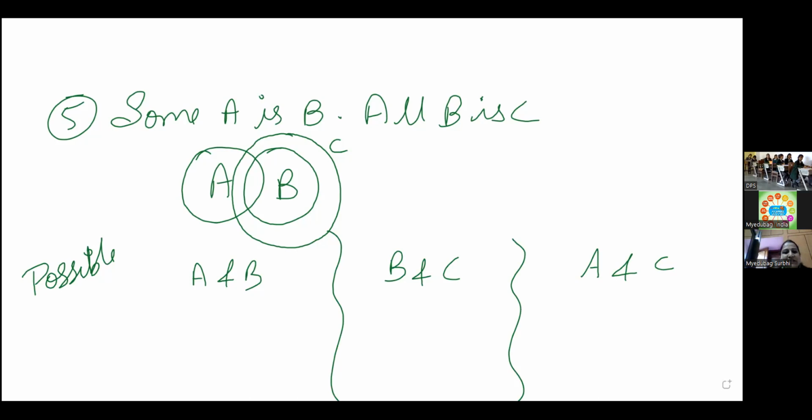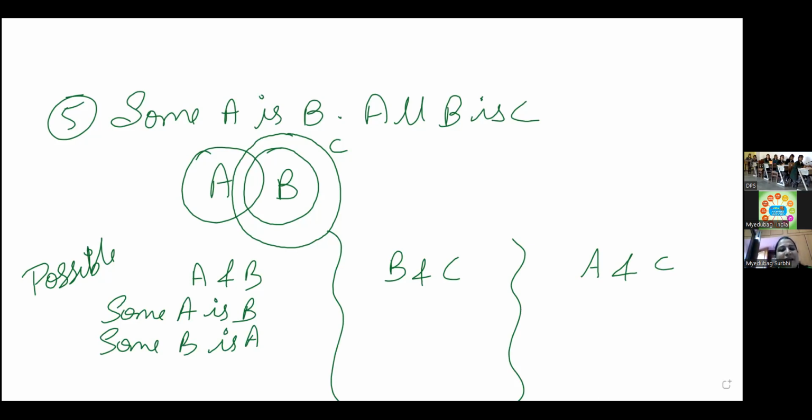Now let's see the possible conditions. It is some A is B. So I'll write the statement as it is only. Some A is B. Okay. It is not all, it is some. So whenever it is some A is B, then I'll write the opposite of this. The opposite of this is some B is A. So 2 possible conditions between A and B.